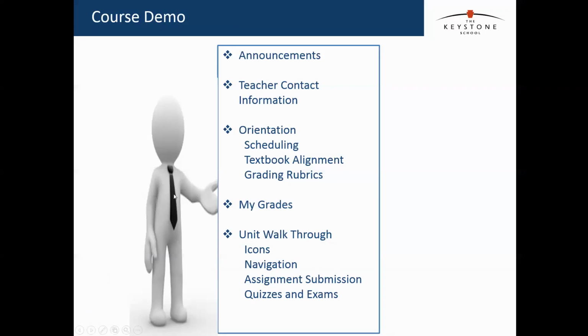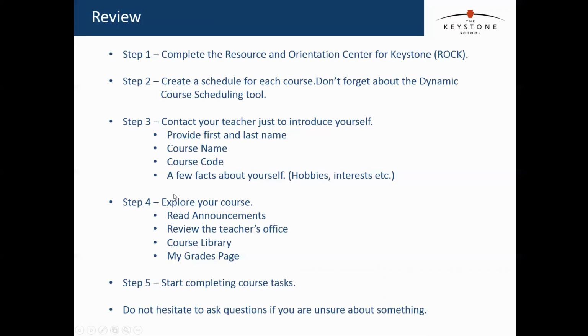Now, let's review everything that we've gone over today. Step 1 to getting started. Complete the Resource and Orientation Center for Keystone, also known as the ROC. Step 2, create a schedule for each course. Don't forget about the dynamic course scheduling tool in each course. That could be a great baseline or a full schedule for you to follow.